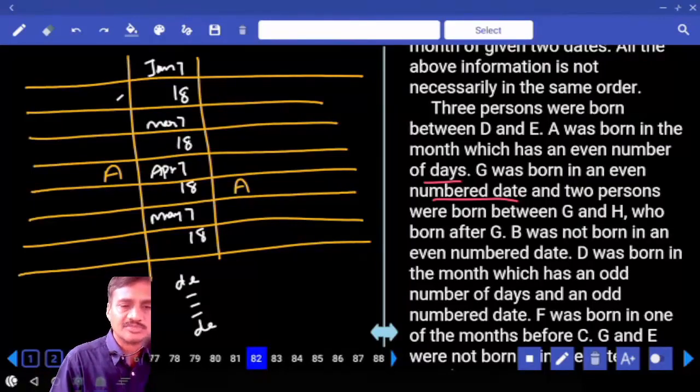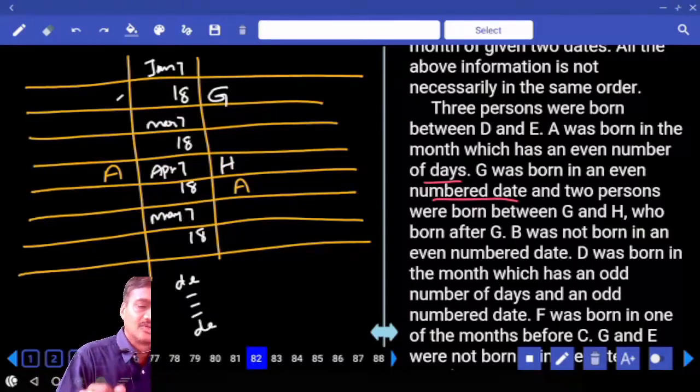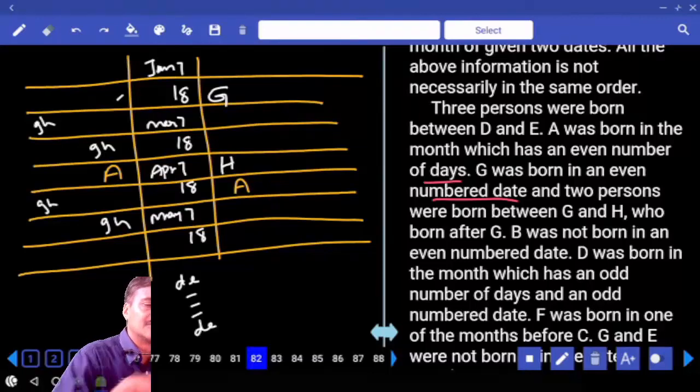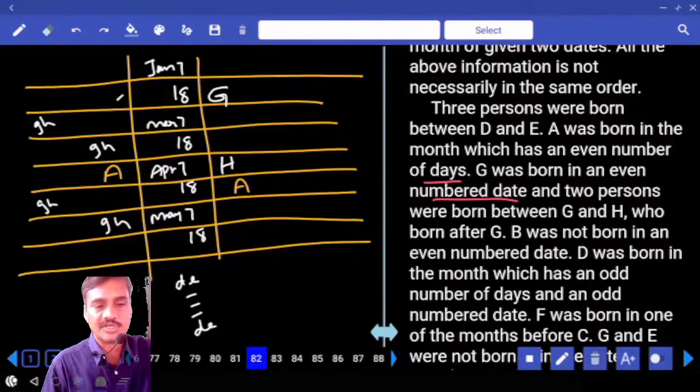Now 2 persons between G and H. Then G can be here, right? If G is here and 2 persons between G and H, there is a possibility. Now in this case, G or H can be here. 1, 2, G or H can be here. That is another possibility. Or G or H, there is another possibility as well. Hence, in this case also we are having more than one possibility.